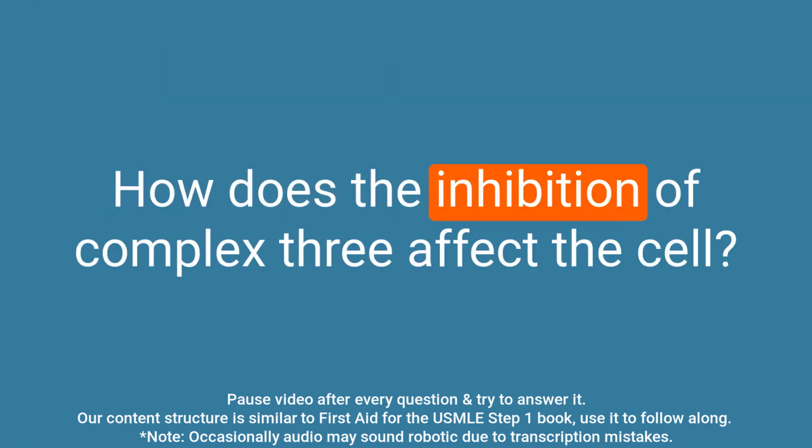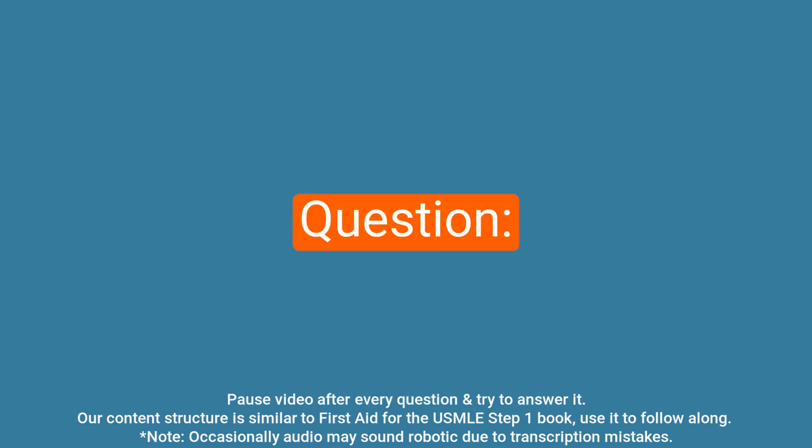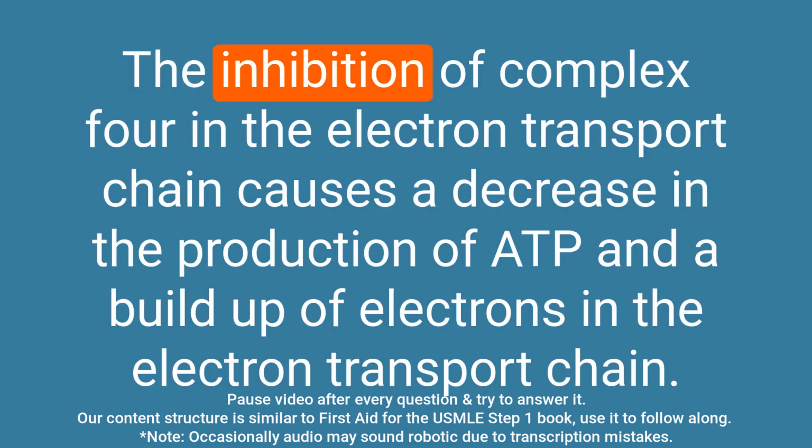Question: How does the inhibition of complex 3 affect the cell? Answer: The inhibition of complex 3 in the electron transport chain causes a decrease in the production of ATP and a buildup of electrons in the electron transport chain. Question: How does the inhibition of complex 4 affect the cell? Answer: The inhibition of complex 4 in the electron transport chain causes a decrease in the production of ATP and a buildup of electrons in the electron transport chain.